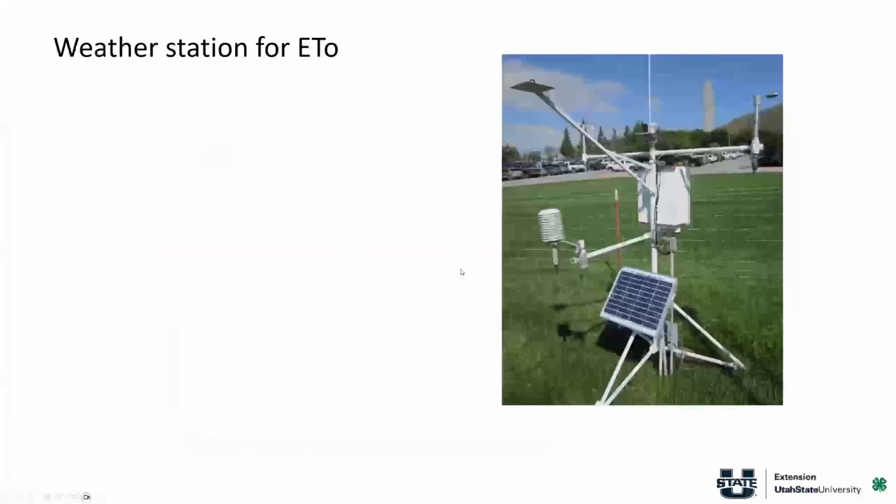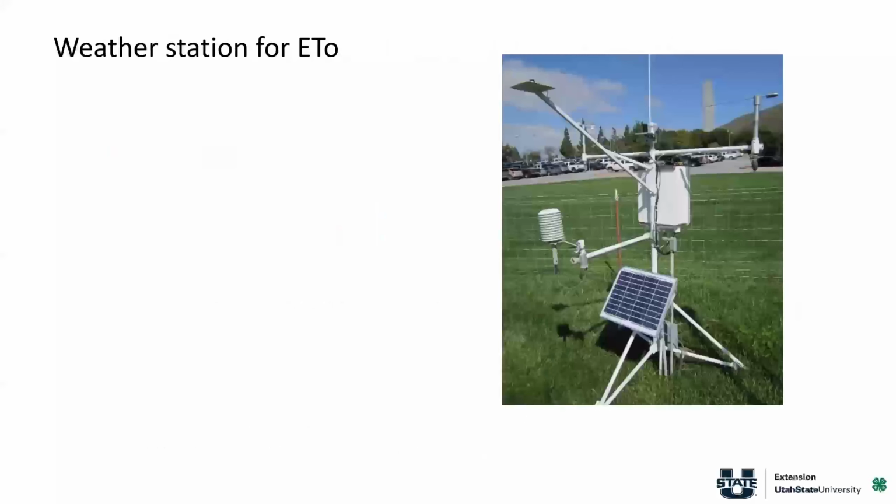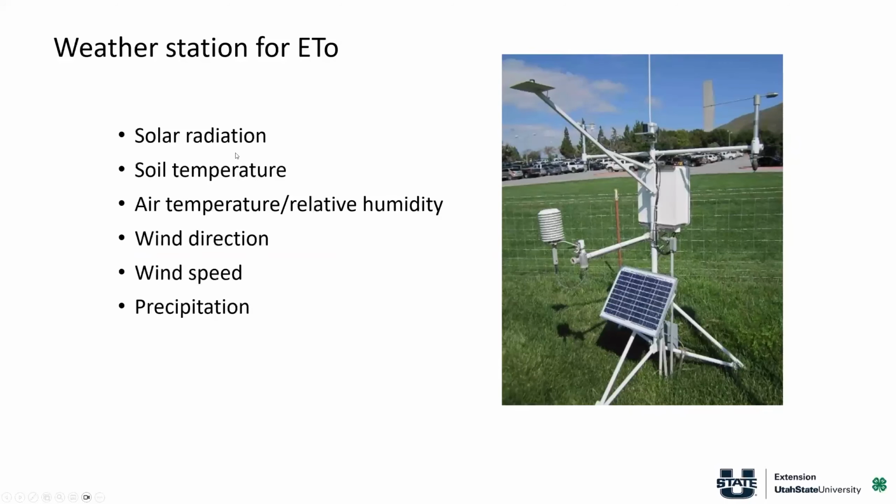And how these data are generated is by something like this. This is a weather station, and it has a lot of different components. This is a solar panel for supplying power. Here is the light sensor. Here is the wind sensor. Here are the relative humidity and temperature sensors. There are sensors in the soil. There are a ton of different sensors, and those sensors measure solar radiation, soil temperature, air temperature, humidity, wind direction, speed, precipitation, and other things.